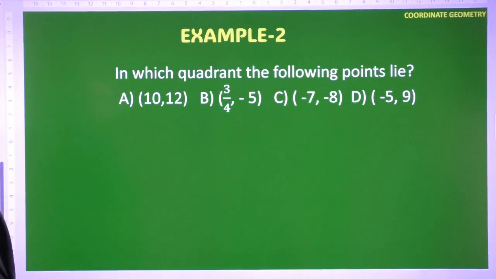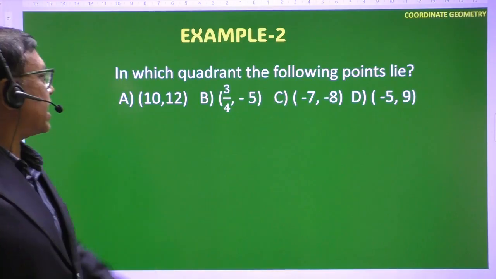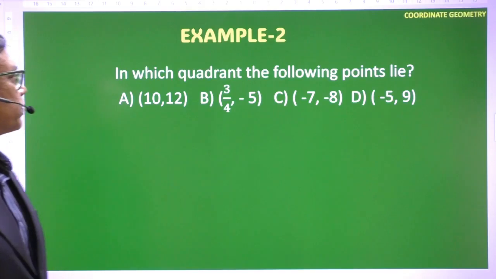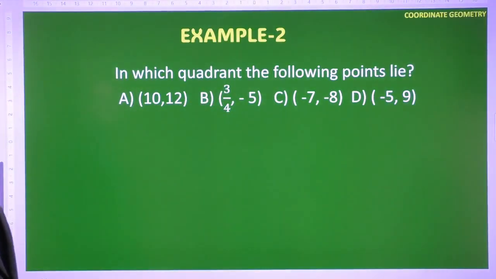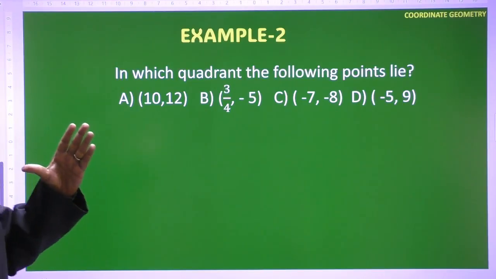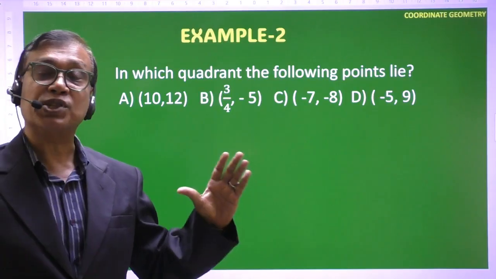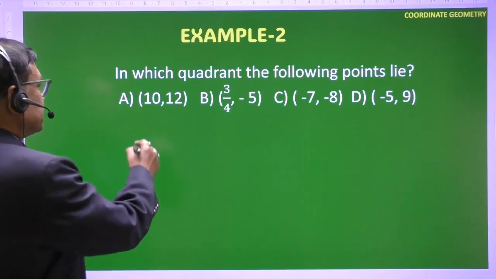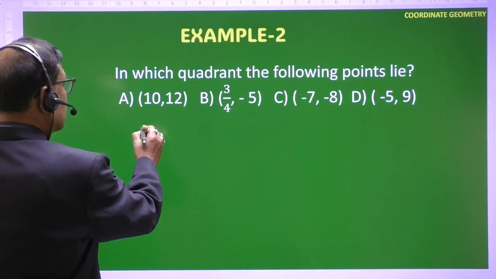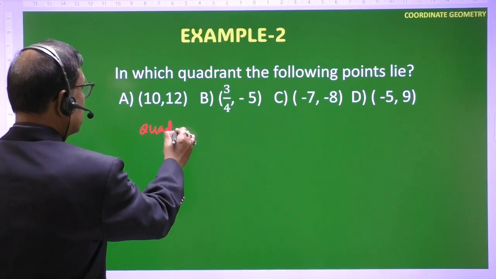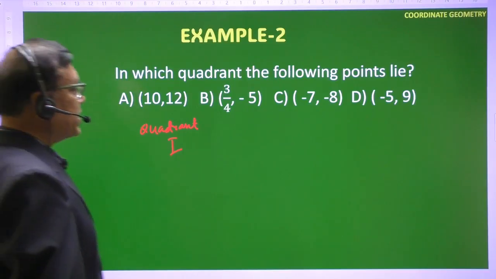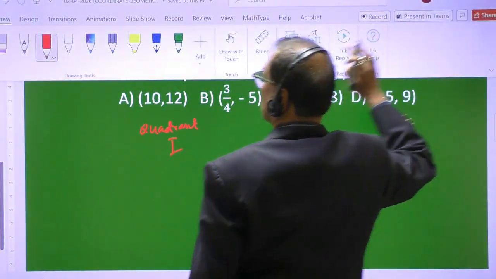Now example 2, in which quadrant do the following points lie? Students, I think now you can say the answer easily. The first point 10 comma 12. To know the position of the point, we just have to see their signs. Plus plus indicates it is in first quadrant, quadrant 1. Is it clear? So quadrant 1, first point.